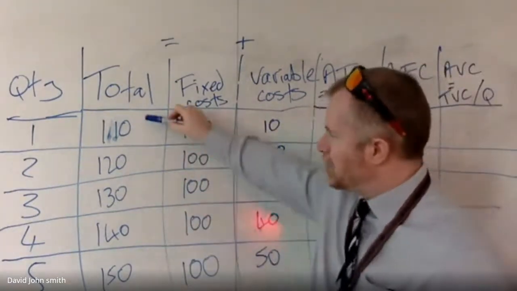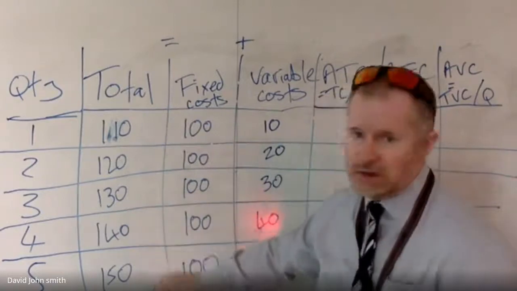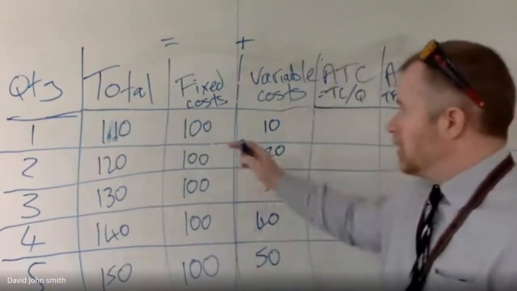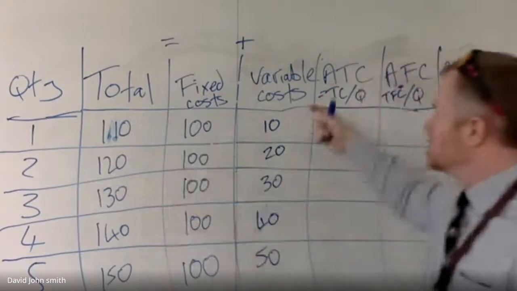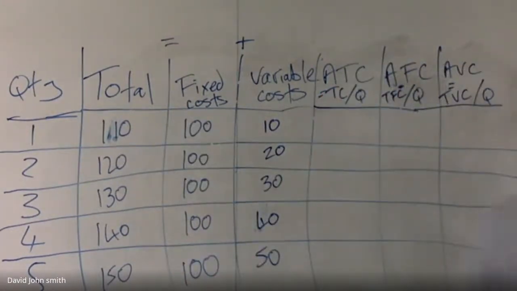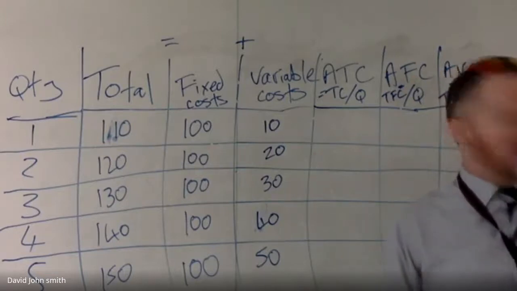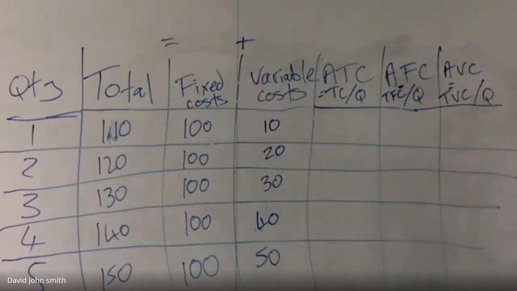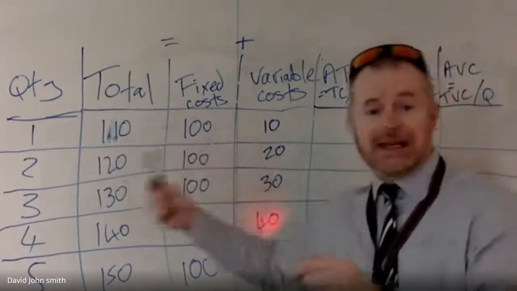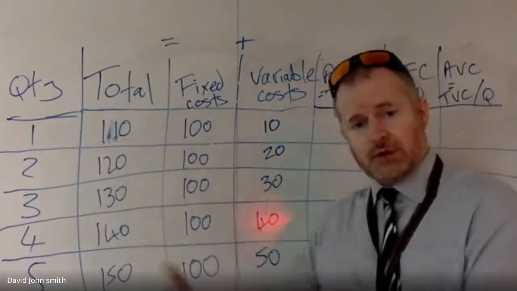So that's how we've added those up. And you see what's happened. Your total costs have been increasing, right, as your output rises. The reason why they're increasing is because of your variable costs, which are also increasing. Variable costs are increasing based on the idea that there's more resources needing to be used as you produce more goods and services.